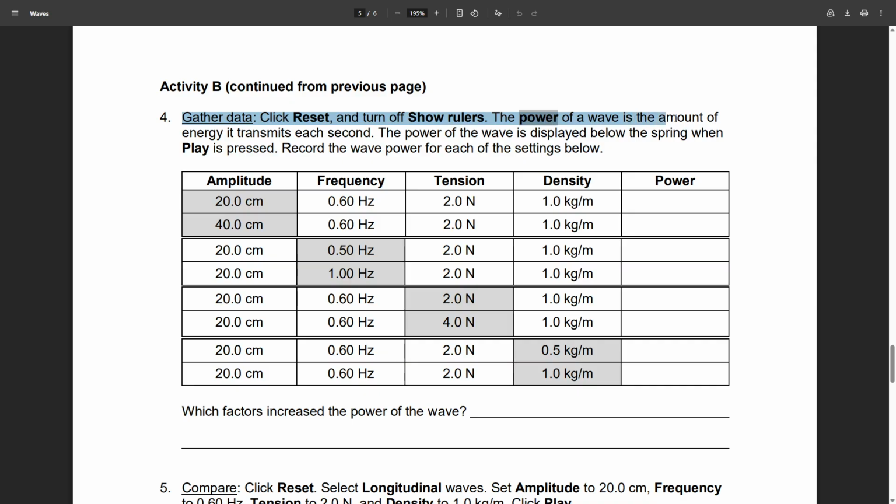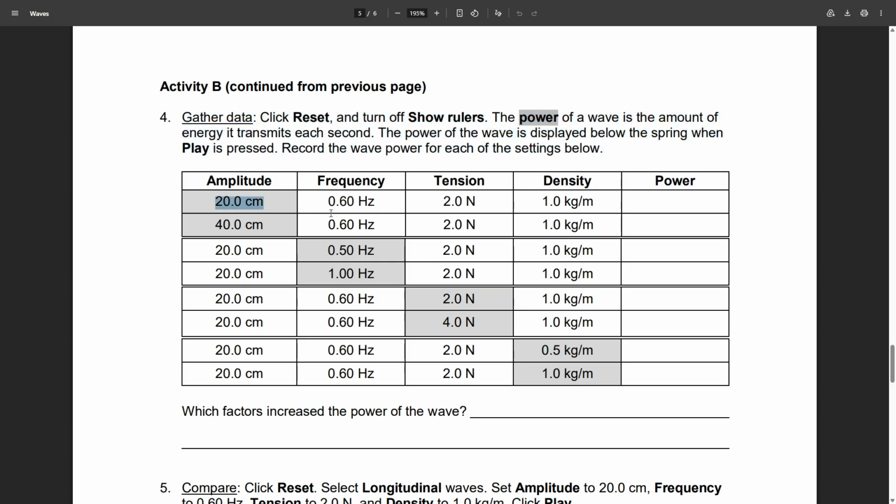The power of the wave is the amount of energy it transmits each second. The power of the wave is displayed below the spring when play is pressed. Record the wave power for each of the settings below. So I won't go through all of these, but I'll definitely show you the first one.